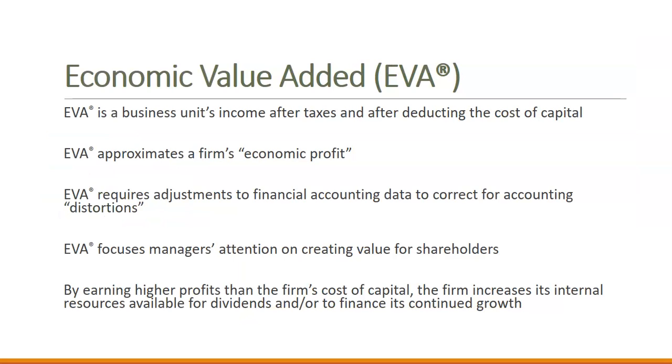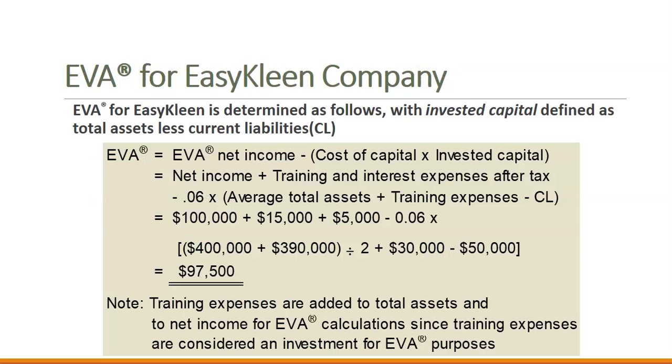Economic value added, or EVA, we talked about this extensively in chapter 19 and the calculations for it. So we have to make adjustments to financial accounting data to take care of those accounting distortions that come from various things like inventory costing selection, full costing, depreciation types. So we have this very easy example here where we're looking at the EVA with invested capital, looking at total assets less current liabilities.